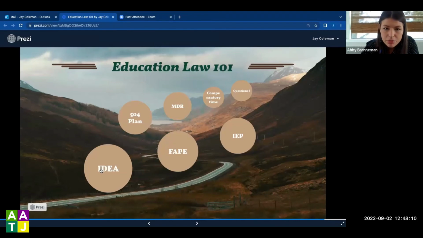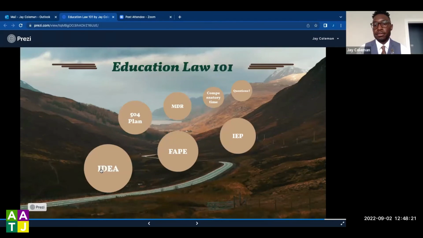And someone did bring up the point that 504 plans actually stem from a different federal law, the Rehabilitation Act. Right. Okay. And I think I put that in the plan, but yeah, that is true. Yes, I put that. It came from the Rehab Act of 1973, I believe.